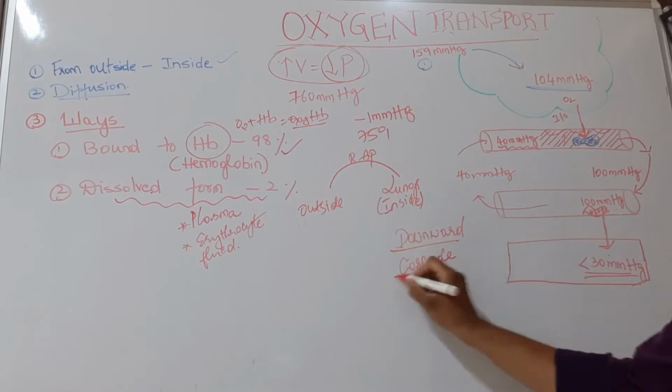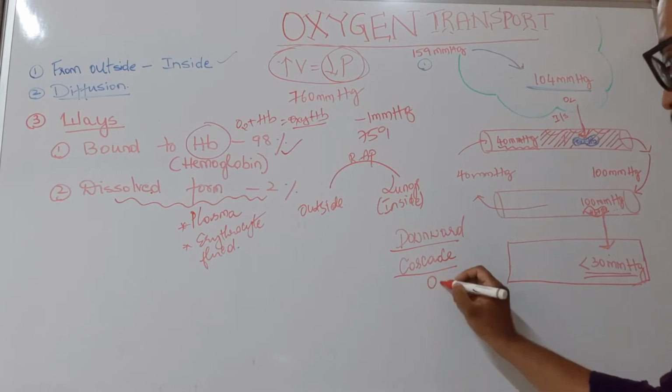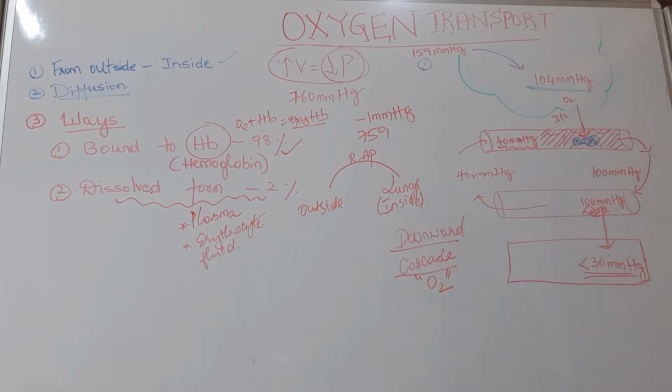So, it is also called downhill movement of the oxygen. The downhill or down cascade movement of the oxygen refers to the movement of the oxygen from the alveoli to that of the tissue according to the difference in the partial pressure of the oxygen. The difference in the partial pressure in different segments helps in the binding and unbinding of the oxygen. The binding occurs in the alveoli, unbinding occurs in the tissue level.